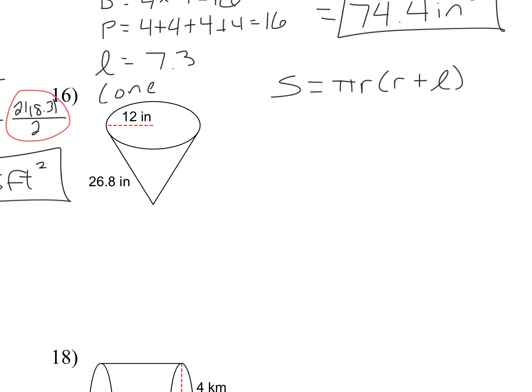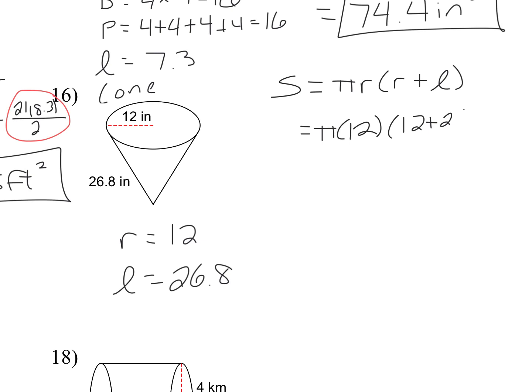So, with circular bases, what are the only 2 things we need to know to use the formulas? Radius and the height, yep. So what is the radius? 12 inches. And then cursive L, our slant height, is 26.8. Make sure you plug them into the correct spots.